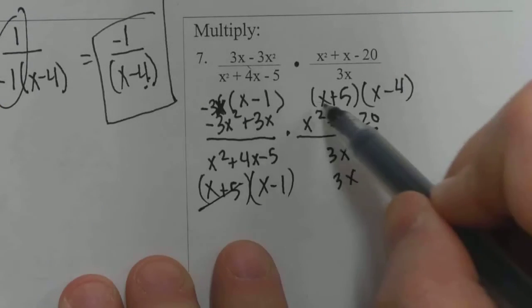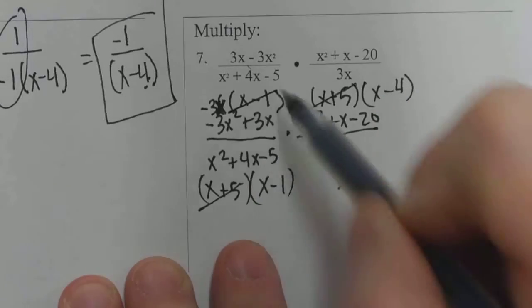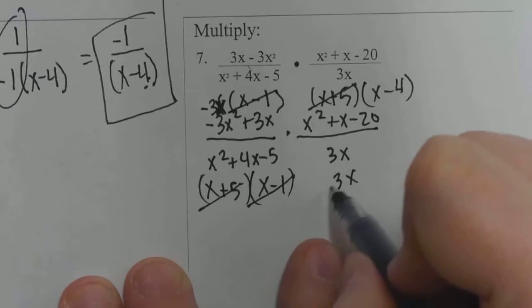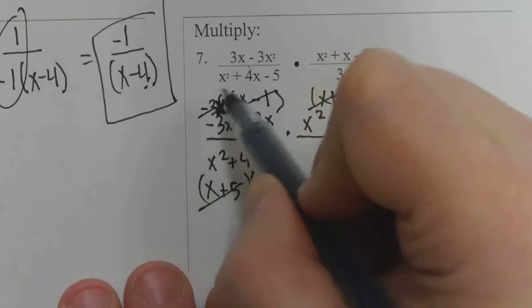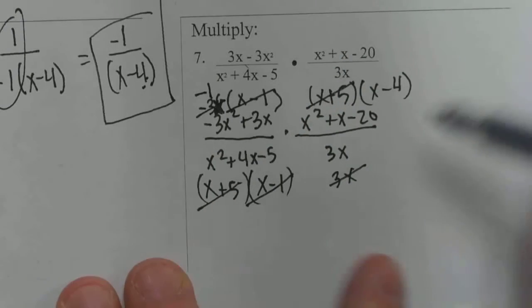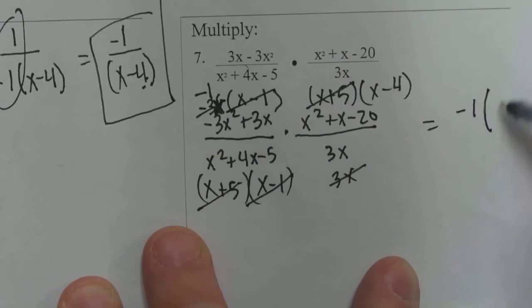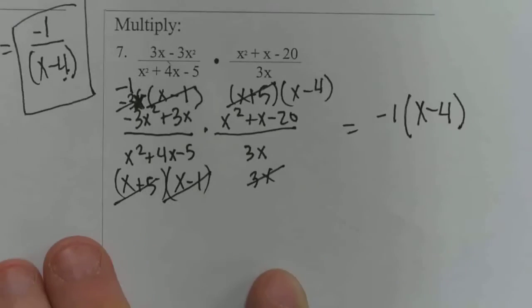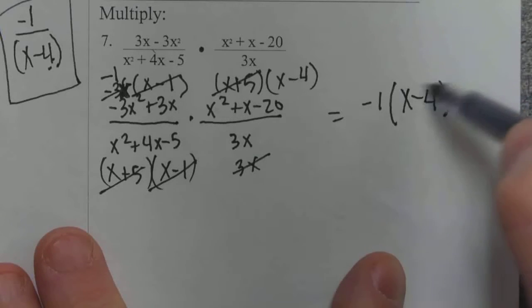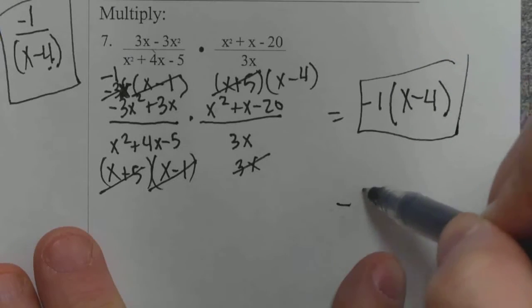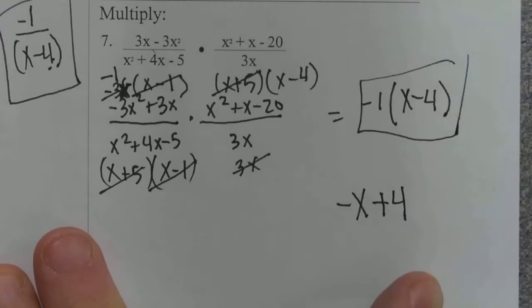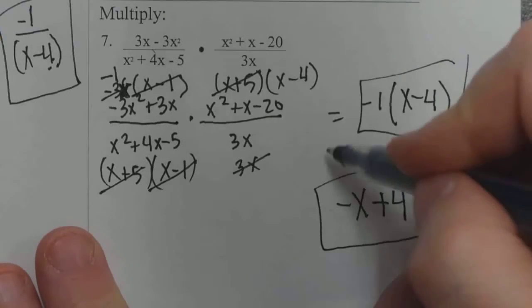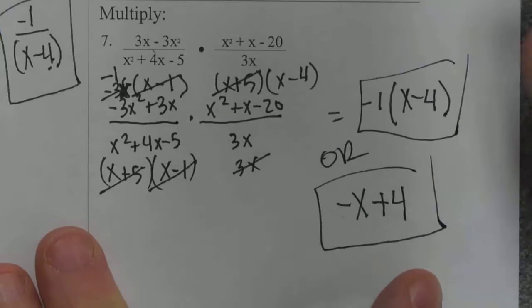Sometimes I just like to rewrite it so I can see what I'm doing. X plus 5 cancels with x plus 5. X minus 1 cancels with x minus 1. 3x cancels with a negative 3x to be a negative 1. So on top I have a negative 1 and an x minus 4, and there's nothing left on the bottom. So I could leave my answer like this, or I could multiply that negative 1 back through to have a negative x plus 4. Either of those answers would be okay.